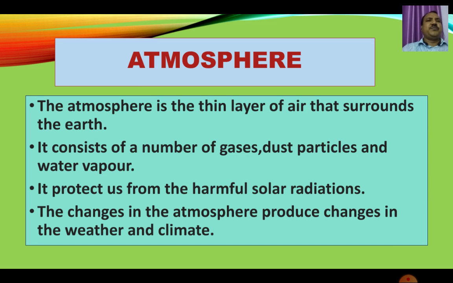Next is the atmosphere. The atmosphere is the thin layer of air that surrounds the earth. It consists of a number of gases such as oxygen, carbon dioxide, nitrogen, then dust particles and water vapor. It protects us from harmful solar radiation such as infrared rays. These are important solar radiations that are harmful to us, and the atmosphere protects us from them.